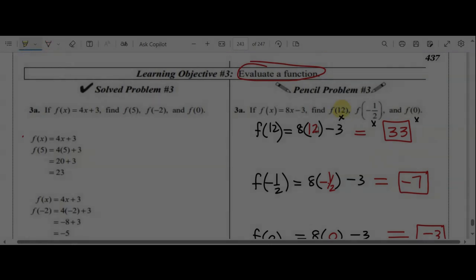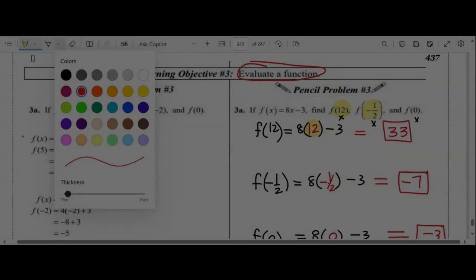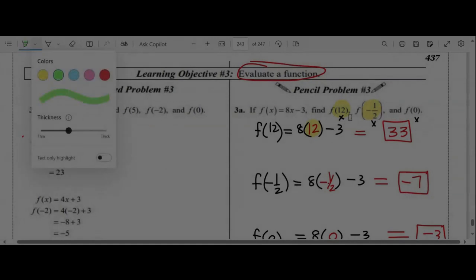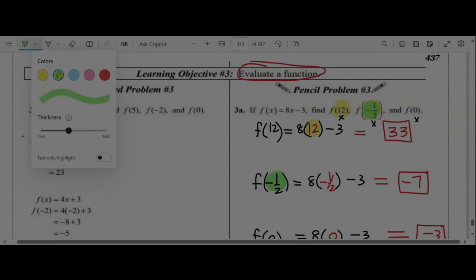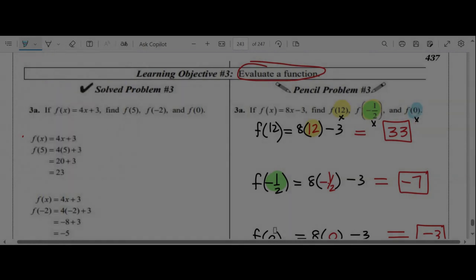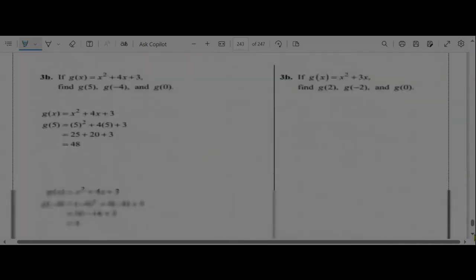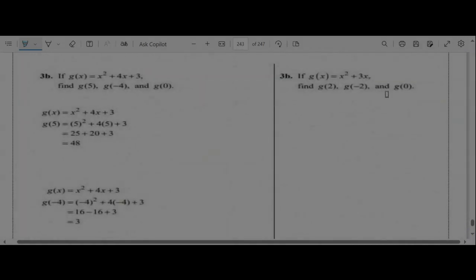So here we have what, 12? So plug 12 here, right? And we have here what? Negative what? Negative half. So plug it here. And then the last one is what? 0. So plug it here. Okay? And then you get the answer. Easy as easy? Can you do this? It's the same thing, repeating the same thing. Yalla, you do it yourself.